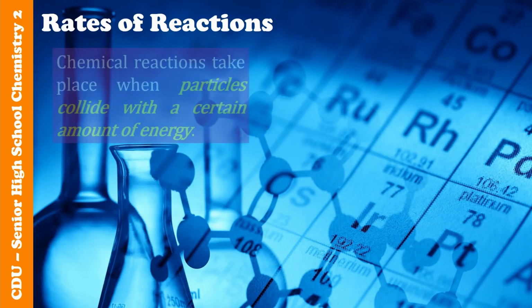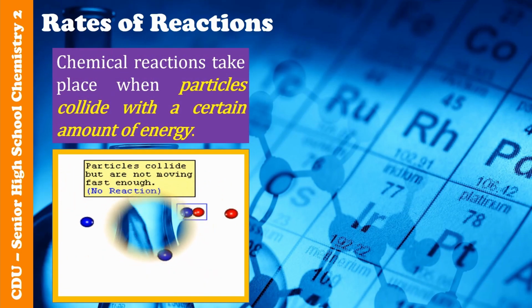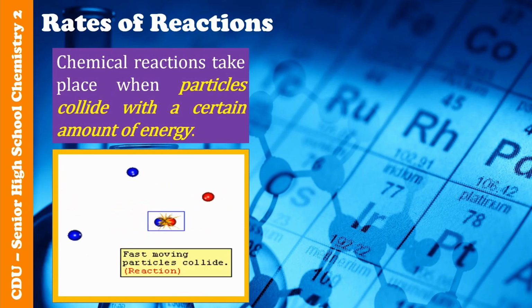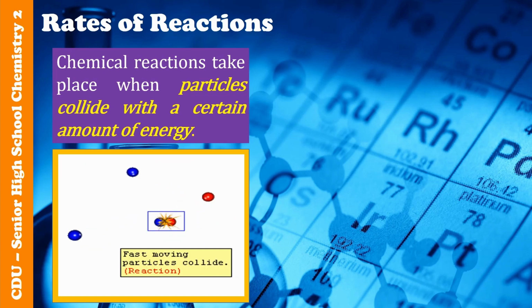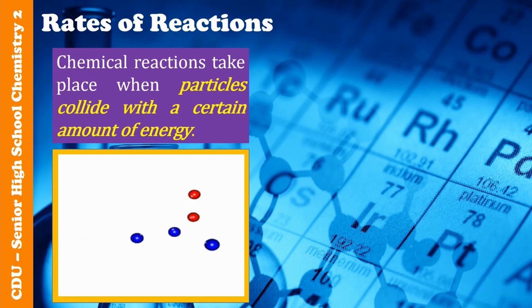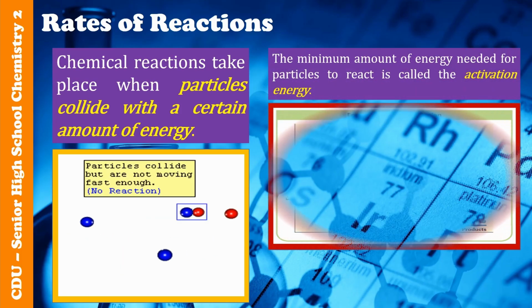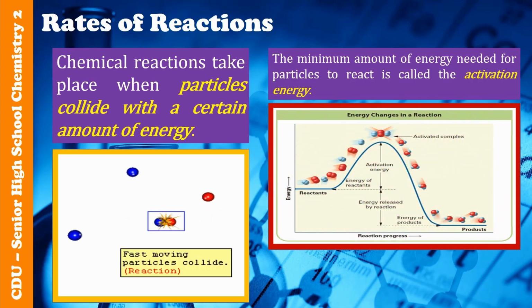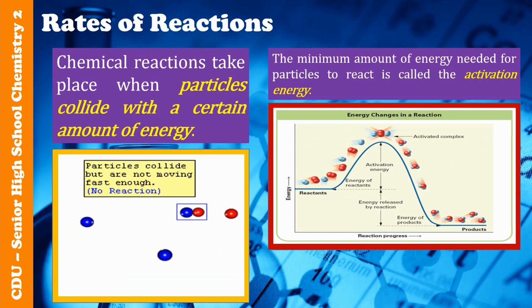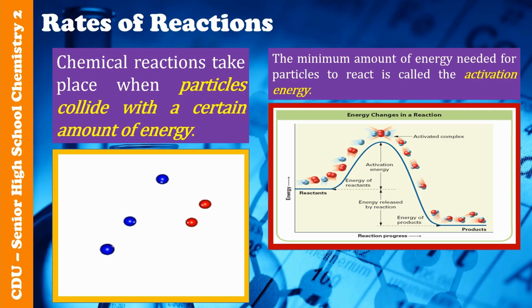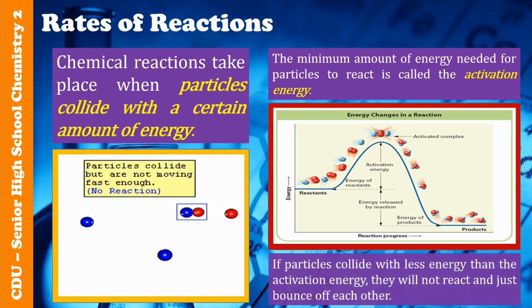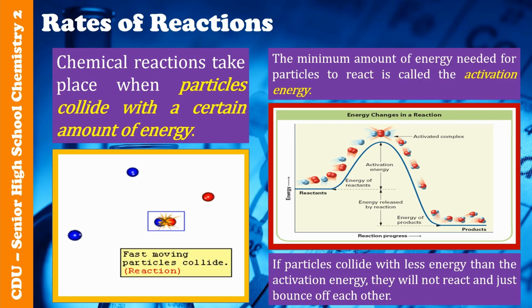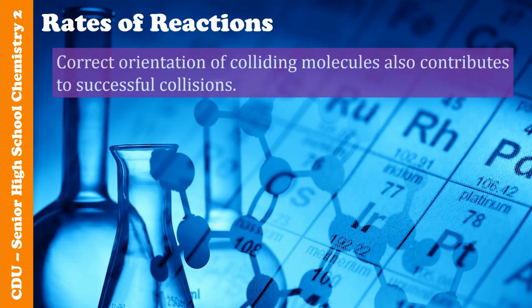Chemical reactions take place when particles collide with a certain amount of energy. The minimum amount of energy needed for particles to react is called the activation energy. If particles collide with less energy than the activation energy, they will not react and just bounce off each other. Correct orientation of colliding molecules also contributes to successful collisions.